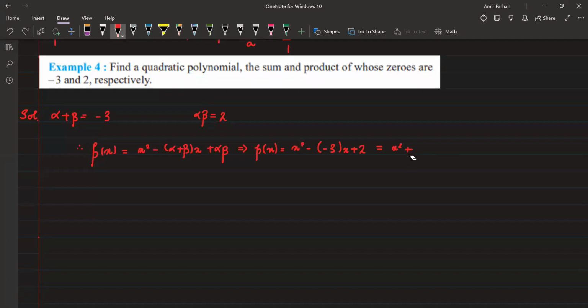Okay. So it will be positive because negative of negative is nothing but positive. So it will be 3x plus 2. So the ultimate value, or you can say the expression of the quadratic polynomial, is x square plus 3x plus 2. Clear? Yes, sir. Any doubt? No, sir. Sure? Yes. Chalo, this is the value.